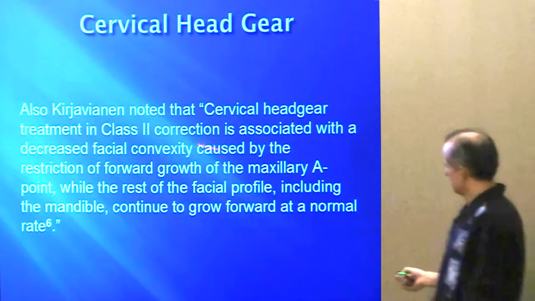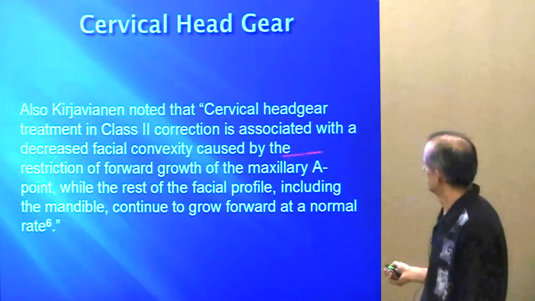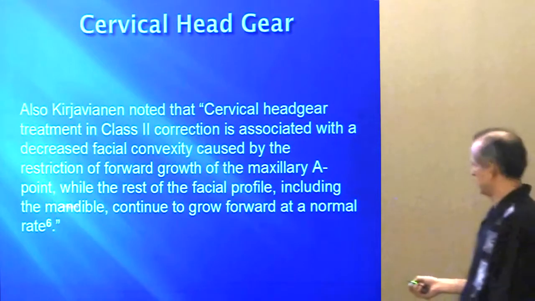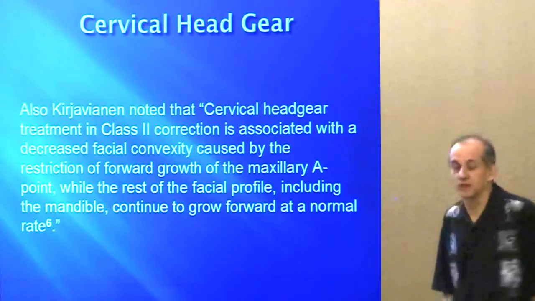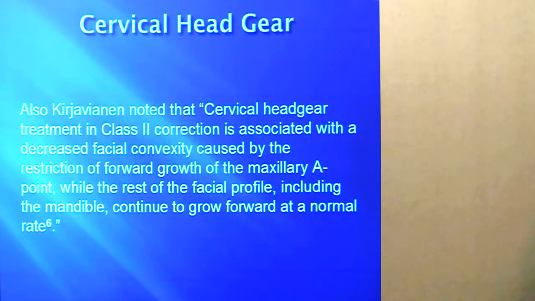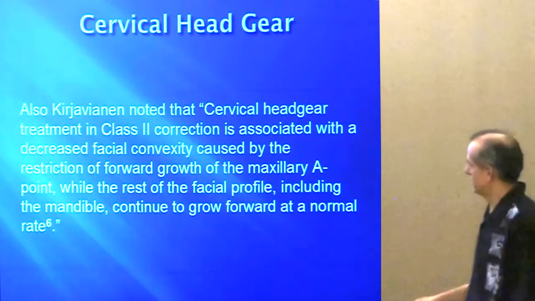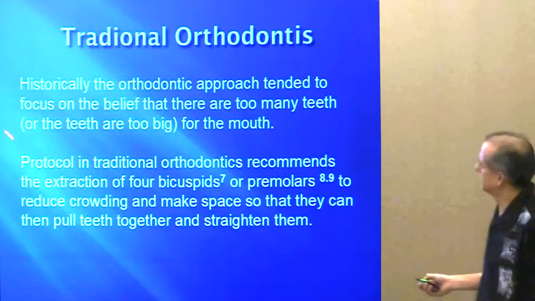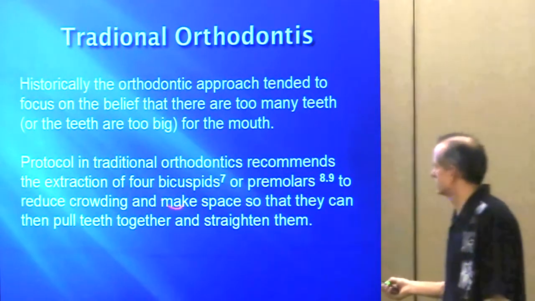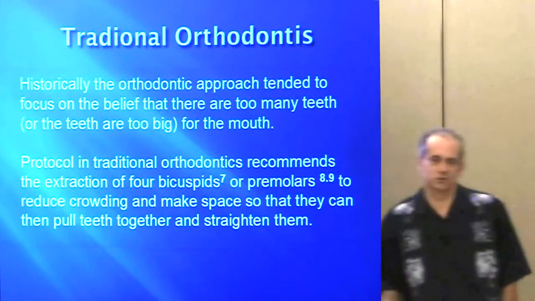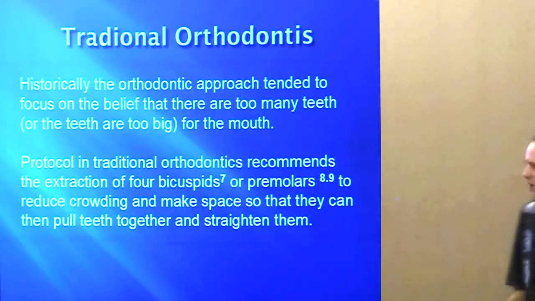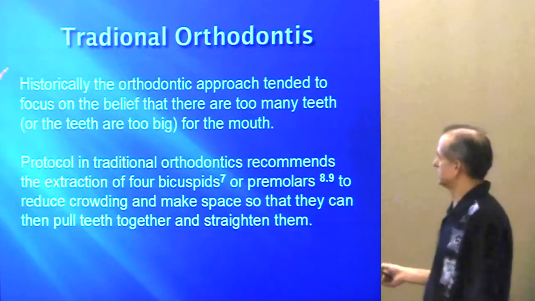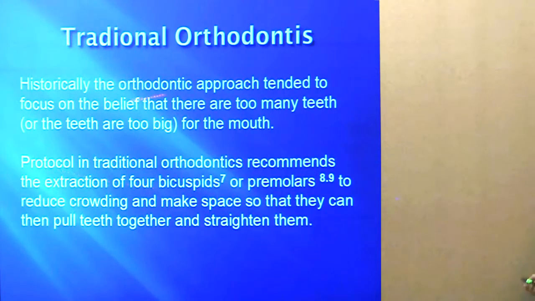So this guy said, cervical headgear treatment for class 2 correction is associated with a decreased facial convexity caused by the restriction of forward growth of maxillary A point. So this is just the dental definition. It really is just what the research is showing and just validating what I talk about here. So historically, the orthodontic approach tended to be focused on the belief that there are too many teeth or too big teeth. And the old thing was you got your father's teeth in your mother's jaw, which is really nonsense. It's really an erroneous statement, because genetics is genetics, and if you're expressing genetics properly, then everything should balance.